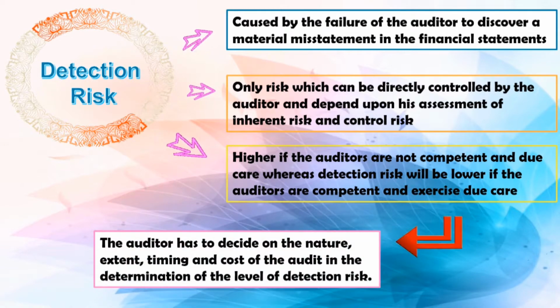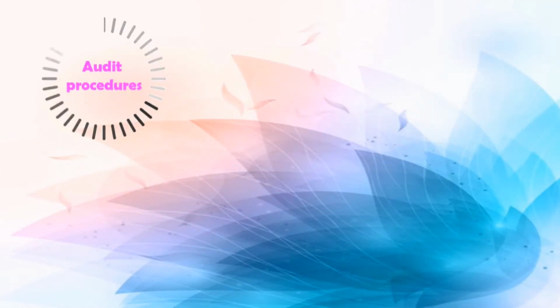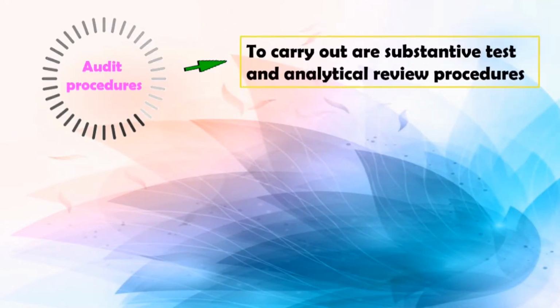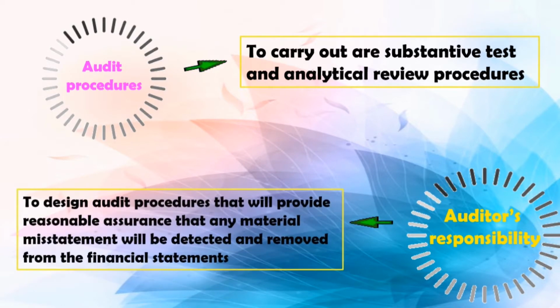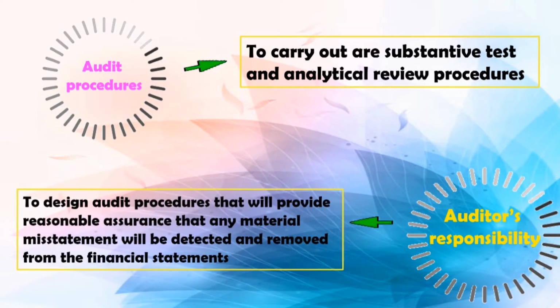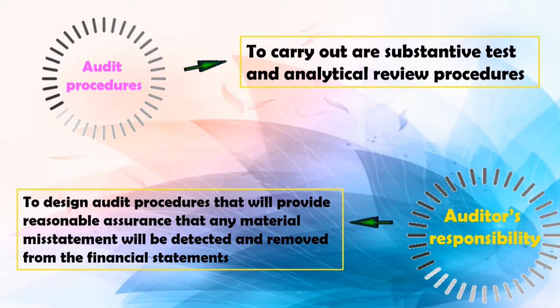The auditor has to decide on the nature, extent, timing, and cost of the audit in the determination of the level of detection risk. The audit procedures are to carry out substantive tests and analytical review procedures. It is the auditor's responsibility to design audit procedures that will provide reasonable assurance that any material misstatement will be detected and removed from the financial statements.